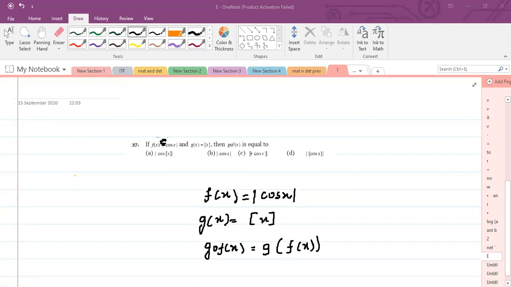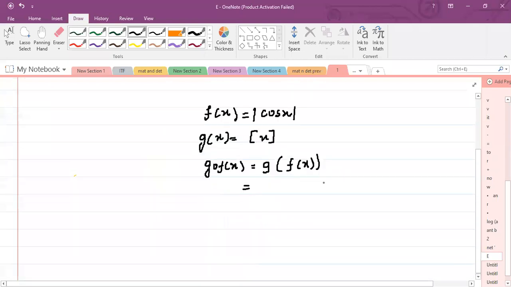Yes, it is option C. So this is equal to g of f of x. What is f of x? Mod cos x. So what does the g function do? The g function will give the greatest integer. Okay, so greatest integer of mod cos x.